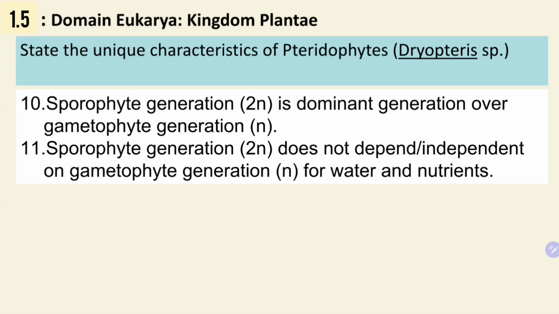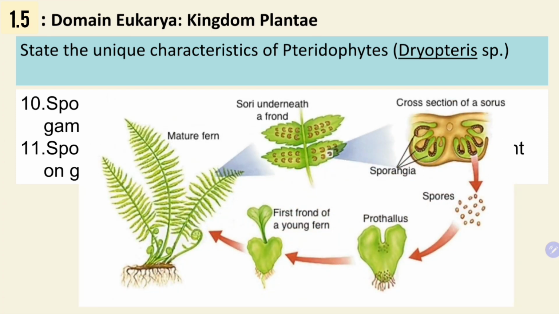The reason for this is, here we can see that both the gametophyte, which is the prothallus, and the mature sporophyte are green. This means both of these generations are photosynthetic. The prothallus can photosynthesize by itself, so it produces its own food, and it also has its own root-like structure, which is the rhizoid. So it can absorb water and minerals by itself. So the prothallus is an independent organism.